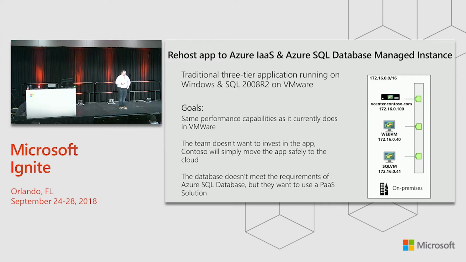So here, for example, basically they want to rehost to Azure and use the new database managed instance, right? So in this case, they have some goals that we list out. They want the same performance that they get today in VMware. They don't want to invest in the app necessarily. They just want to move it to the cloud, have the app tier up and running, and kind of go from there. But they definitely want to get it out of the business of managing their SQL VMs, right? So that's kind of the scenario.